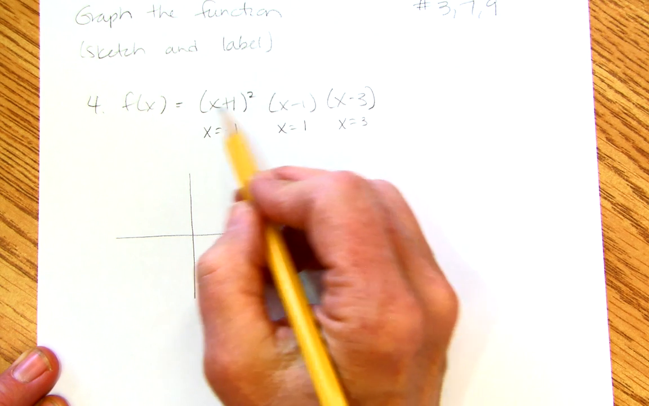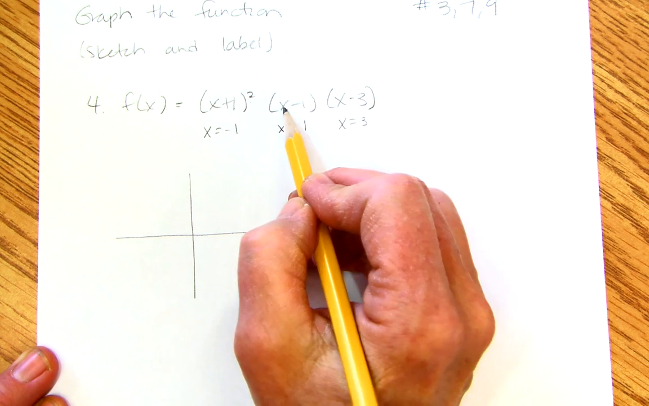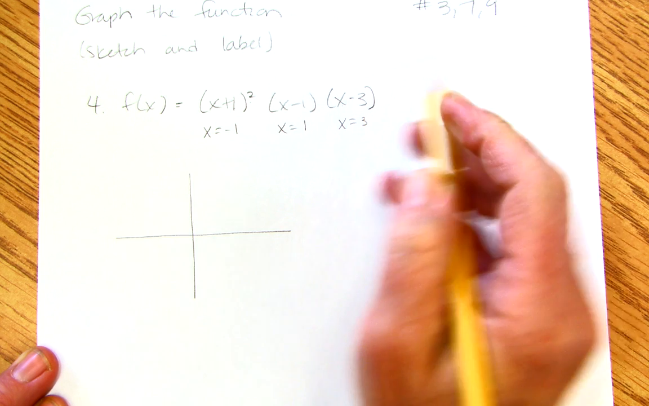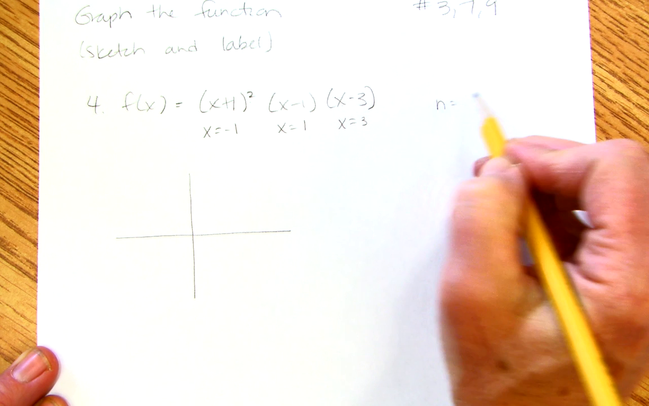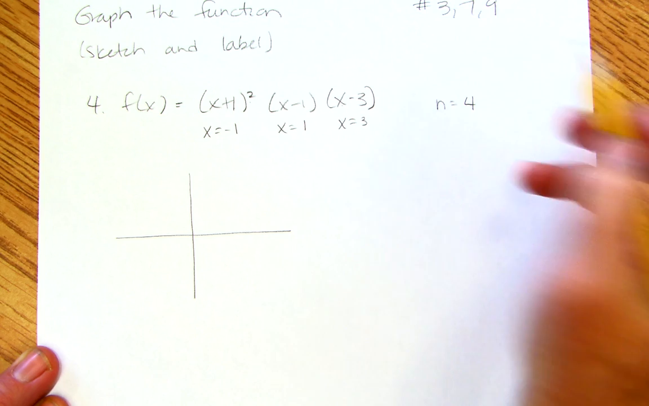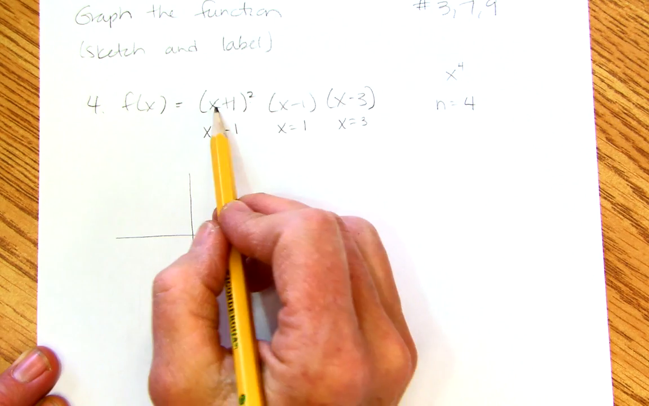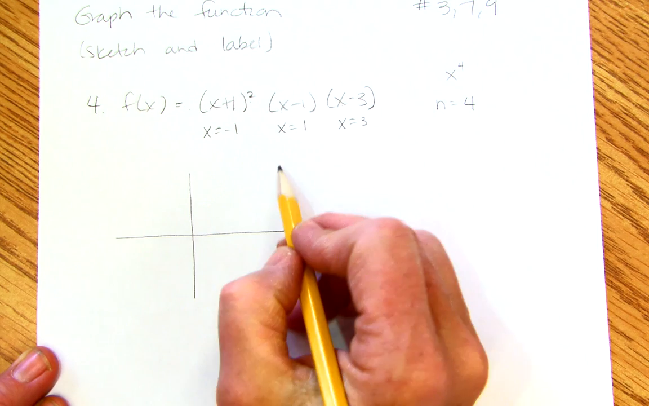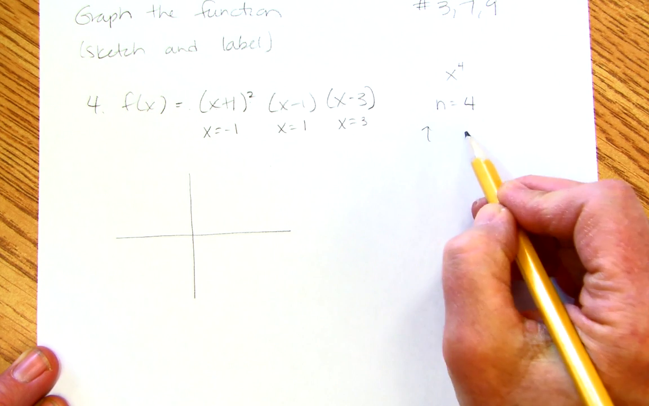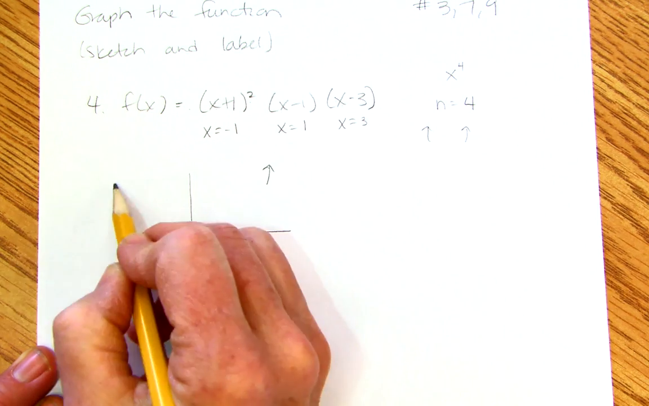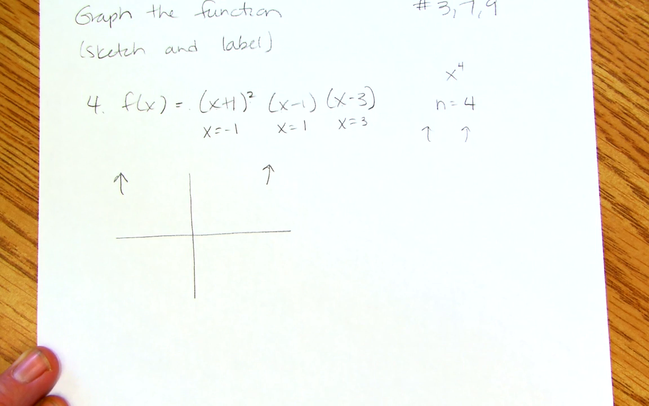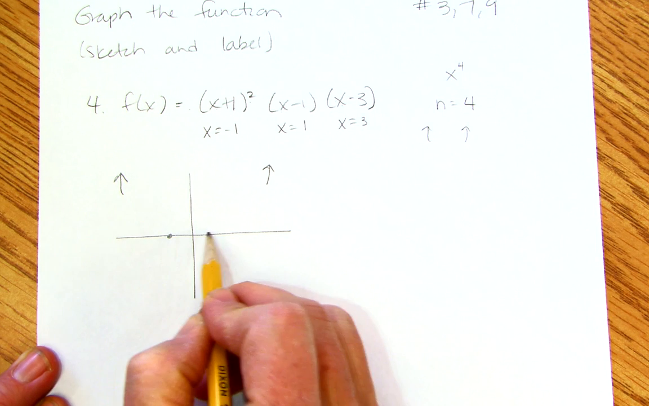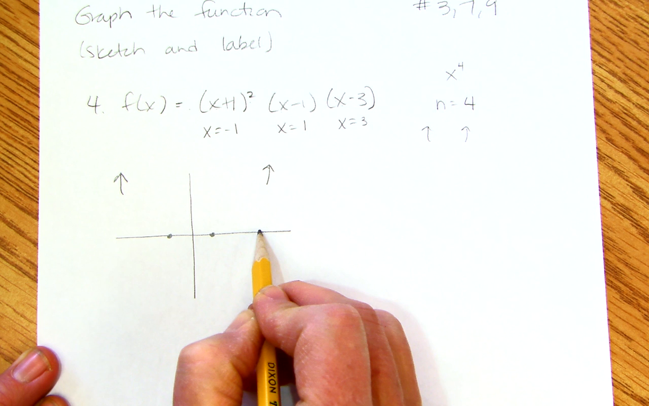Now I know when I multiply all these together, this will be an x squared, that'll be an x to the first, that'll be an x to the first. So overall it's going to be a degree 4. I'm going to get an x to the 4th once I'm done multiplying all these x's together. And if this is positive, I know this thing has to go up and up. So I'm expecting it to do this. And then if I plot my zeros, I have a negative 1, a positive 1, and a positive 3.